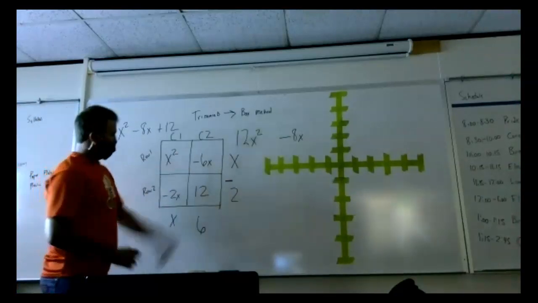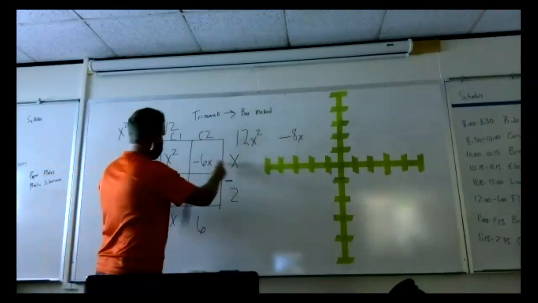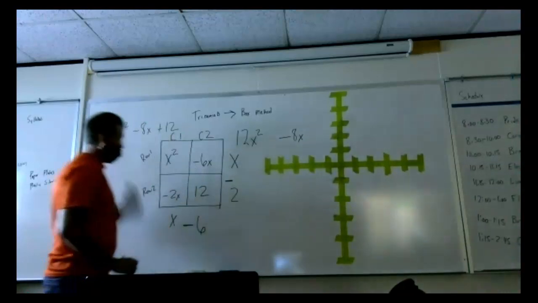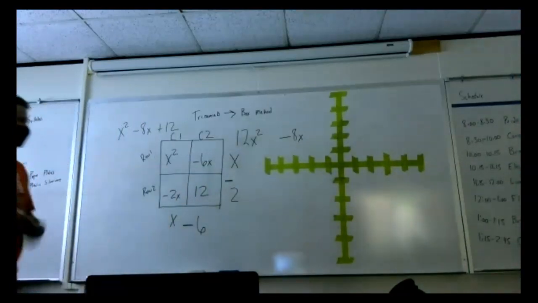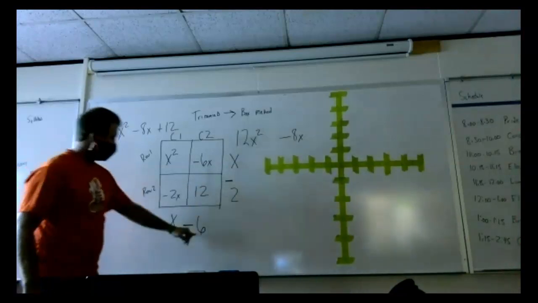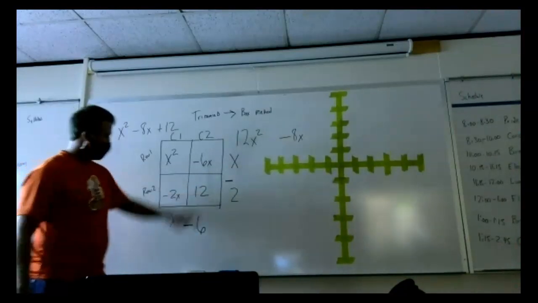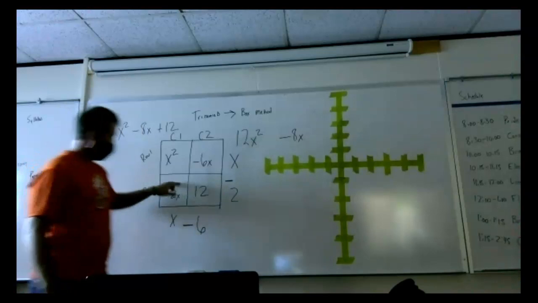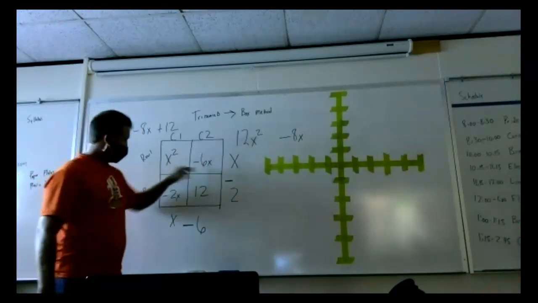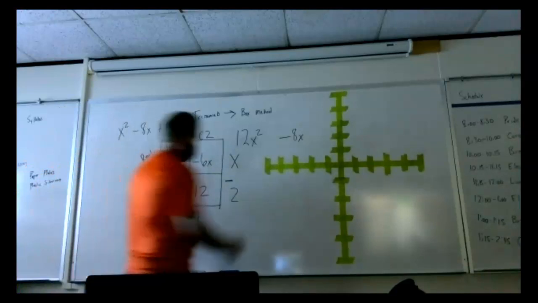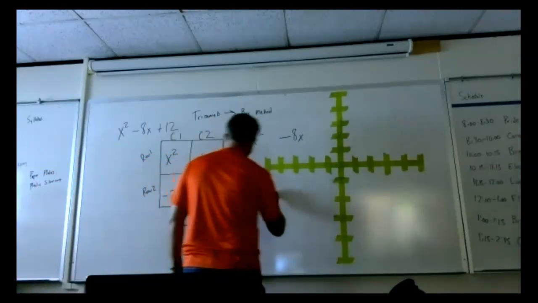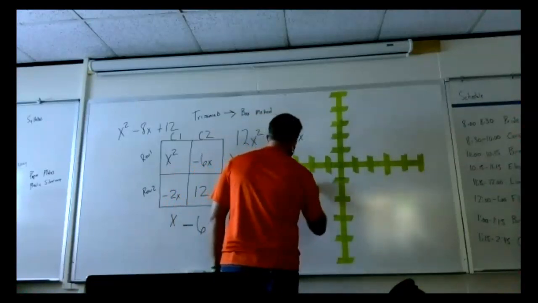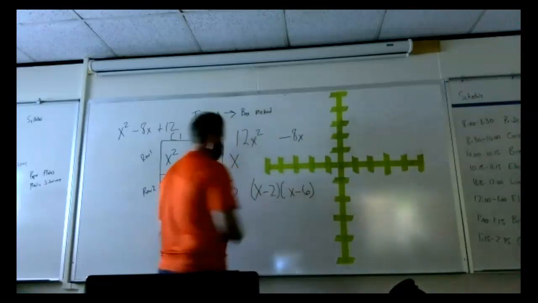Going here, 6 times x is positive 6x. We always want to have a positive x value. So we have a negative 6. And now we can really compare to make sure we've done it right. Negative 2 times negative 6 does equal 12. Negative 6 times x is a negative 6x. X times a negative 2 is a negative 2x. X times x does equal x squared. So we can say with probably about 95% positivity that our binomials on this equation are x minus 2 and x minus 6.